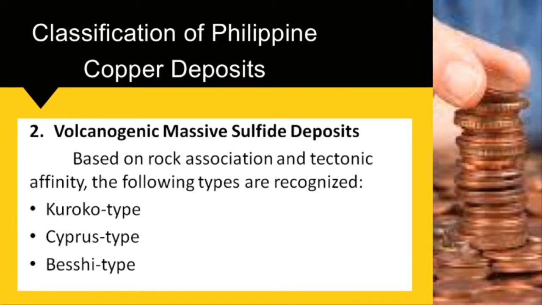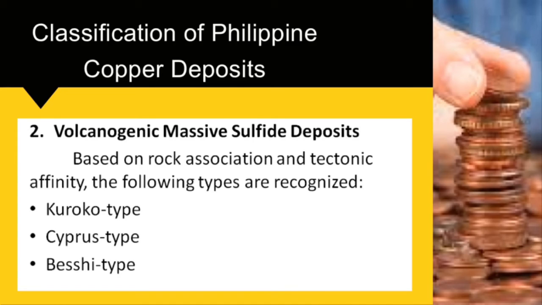Most of the deposits occur in Neogene volcanic sedimentary sequences, such as those of Bagakay and Sulat in Samar Island. However, some are in association with older formations, such as the deposits in Dupax, Nueva Vizcaya, and in San Mariano, Isabela. The third type is the Besshi type, which is the last one.